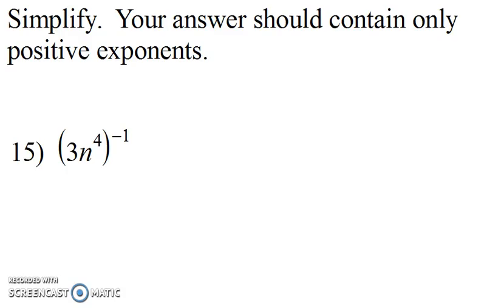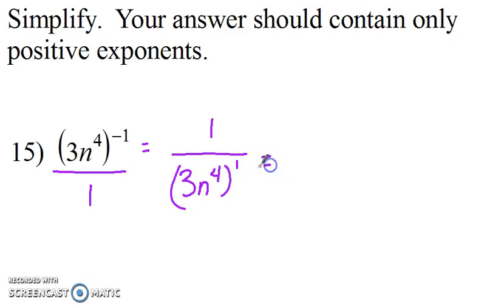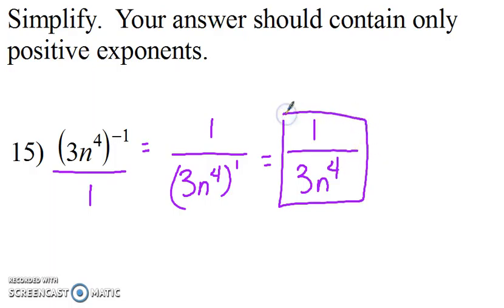Let's try this one. The whole thing has a negative on it. So the whole thing is going to move to the bottom. We're going to put a 1 on top so it's not blank up there. Alright, so we're going to write 3n to the 4th once. And there's nothing else we can do to that problem. So that's our answer.